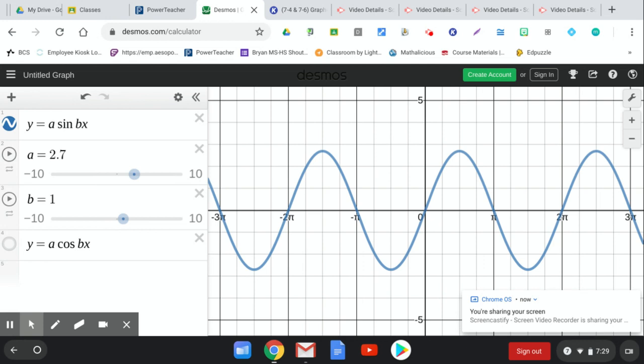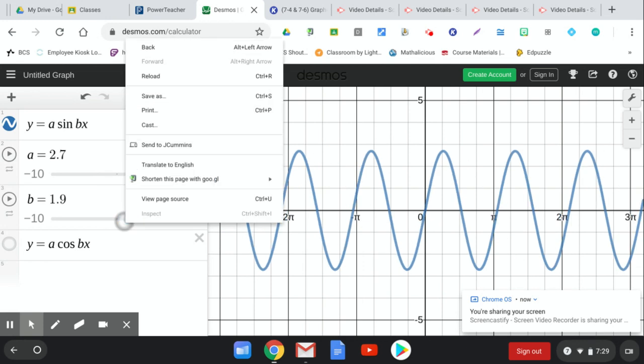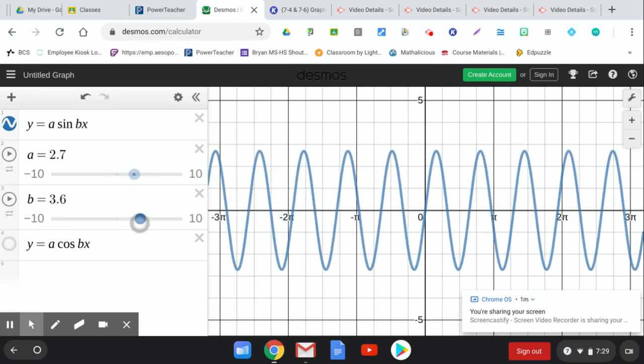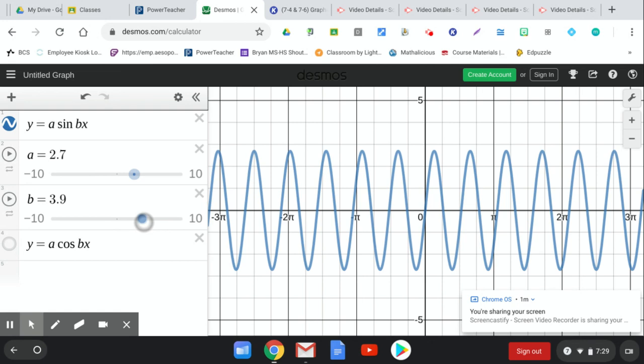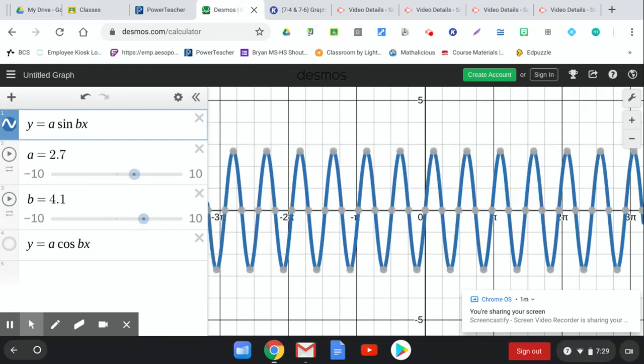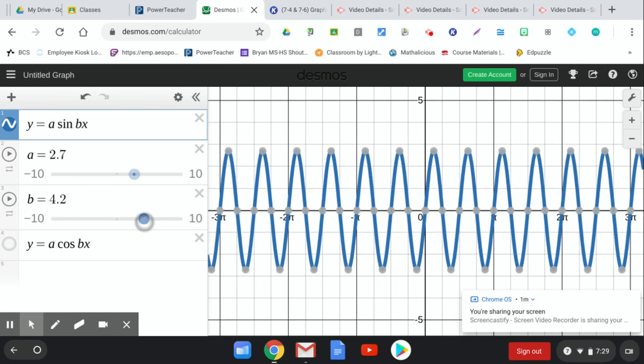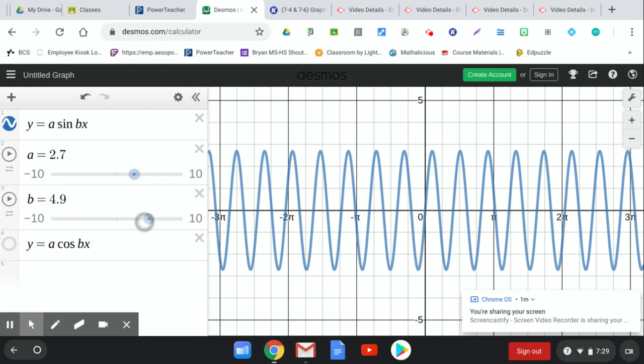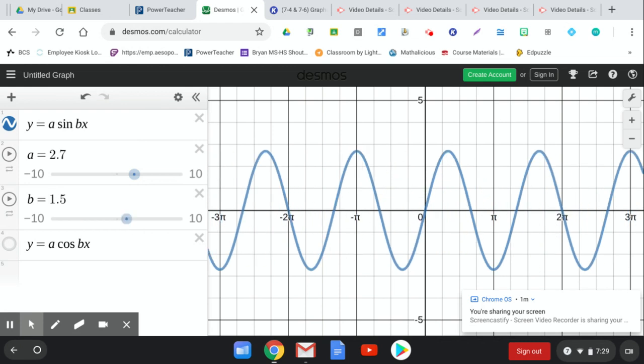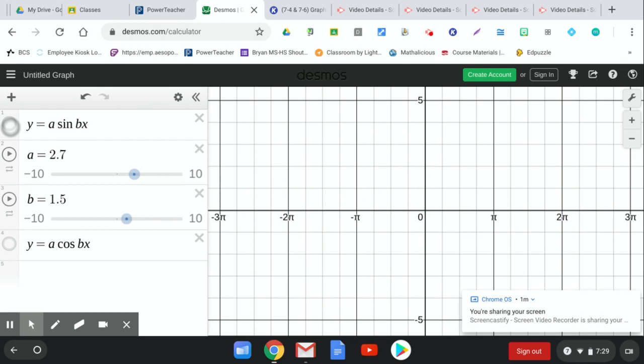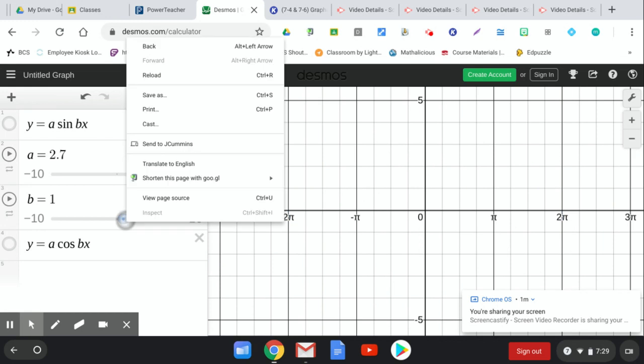Now, if we adjust the period of this, that adjusts how long it takes to get through a full cycle. Here you can see it takes only 1.5 to go up and back through a full cycle, and I can make that even smaller or bigger. So that's what it means to adjust the period. Now, if we take a look at cosine, let me get these back to where they were.